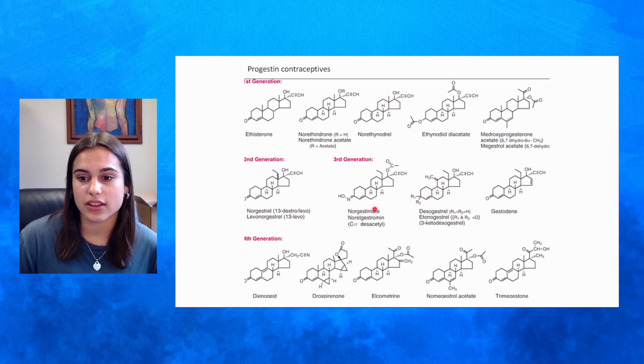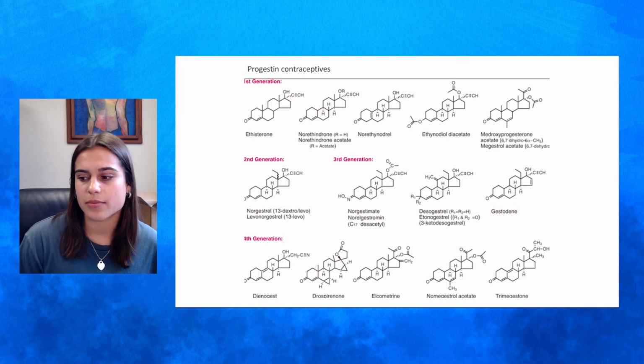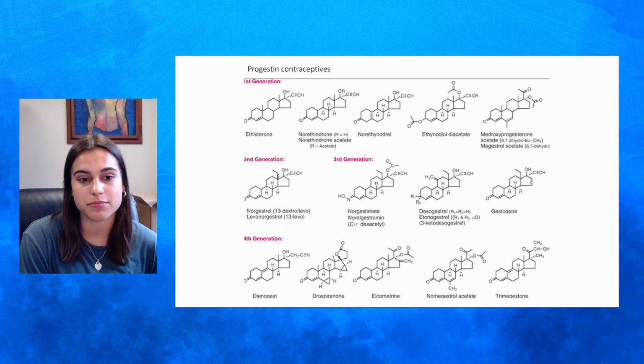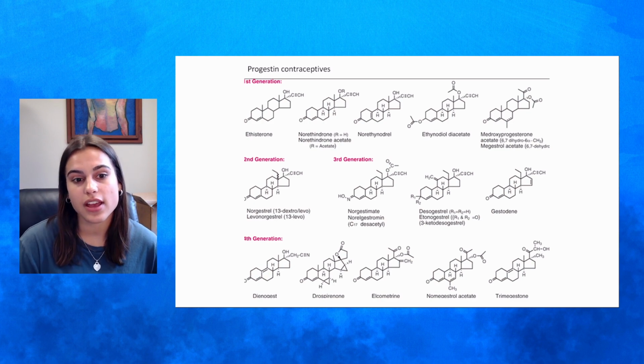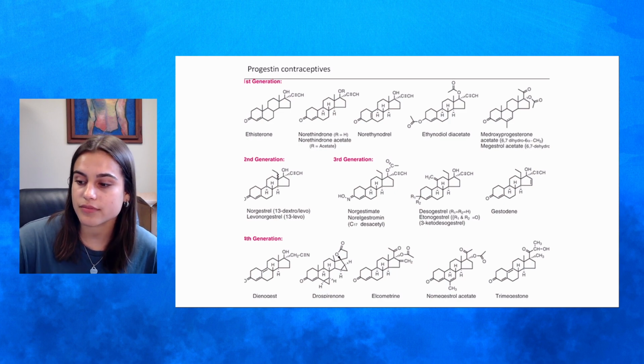And then the last one here, gestodene, had great progesterone receptor binding affinity, but it actually increased SHBG levels, which was a surrogate marker for blood clots, by about 200 to 300%. So you don't see that one used in modern day oral contraceptives.